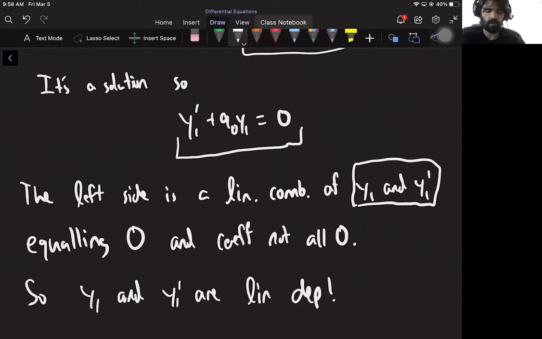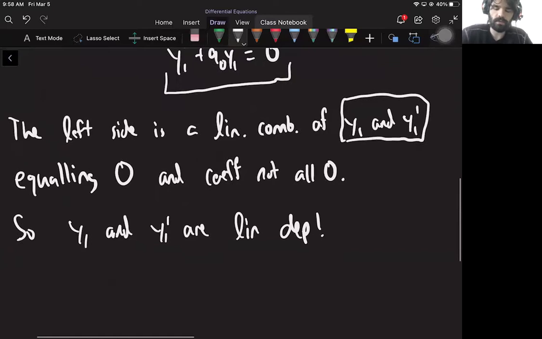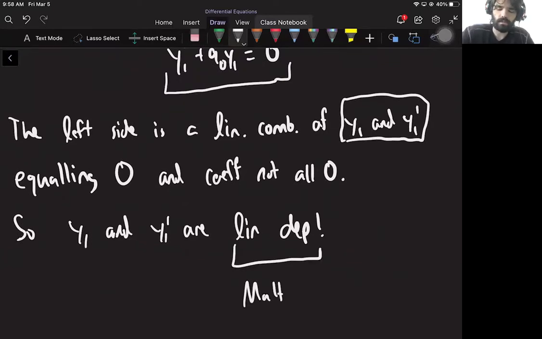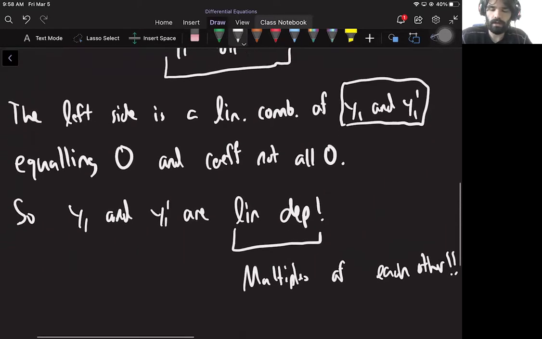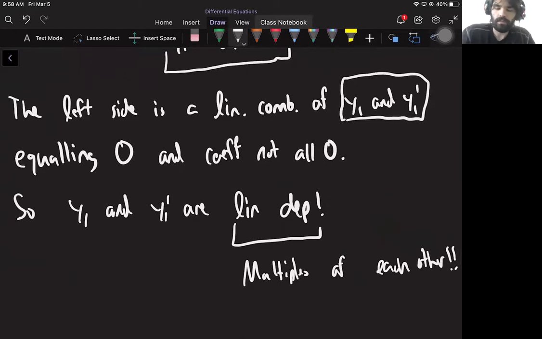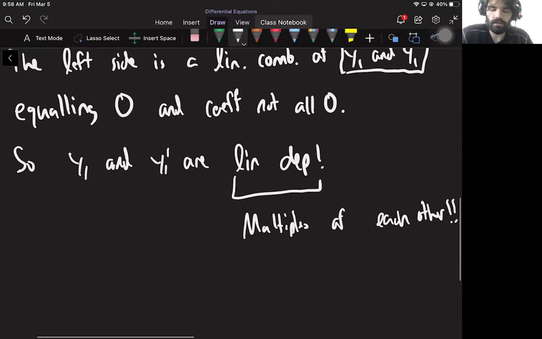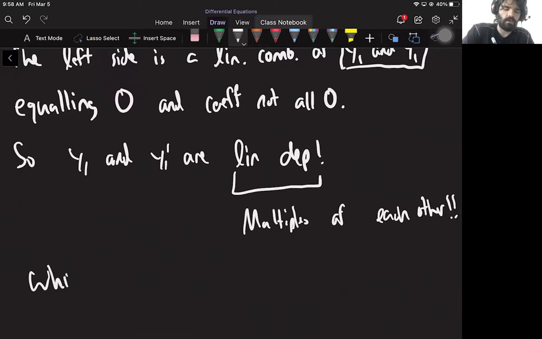This is the way we want to think about y1 and its derivative, because that's a very useful relationship, especially when there's only two functions. If there's only two functions, being linearly dependent means that they're multiples of each other. And you might already know one function with this property, that it's a multiple of its own derivative.